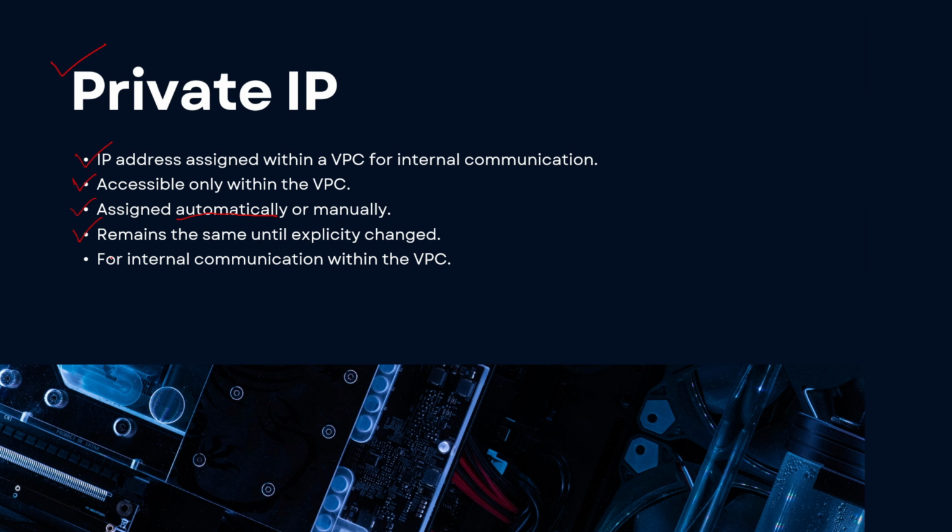And your private IP always remains the same unless you explicitly change it, which means that if you restart your instance, or if you stop your instance and then start your instance, your private IP will remain the same. And normally, private IP addresses, as mentioned before, are used for internal communications within the VPC. So if you have two virtual machines or two EC2 instances deployed within the same VPC, they can communicate with each other using the specified private IP address.